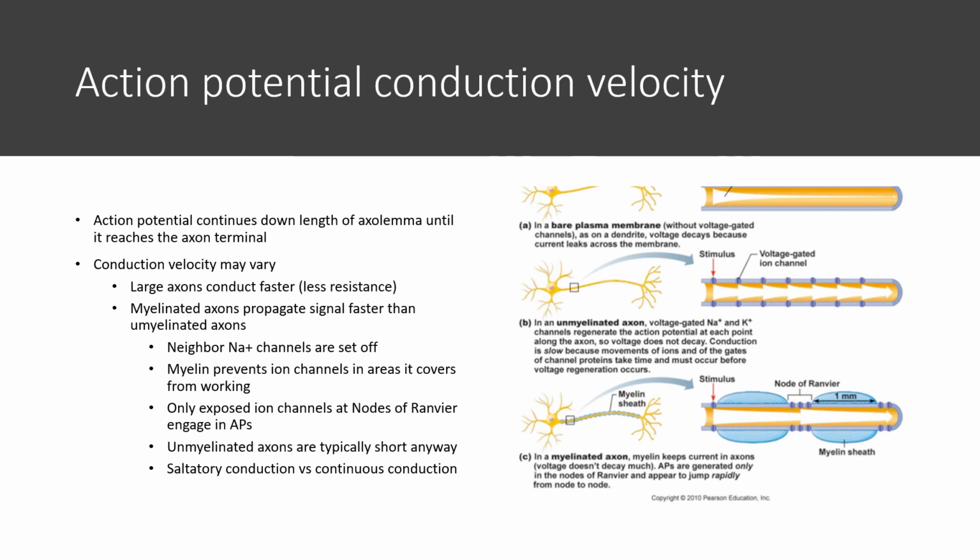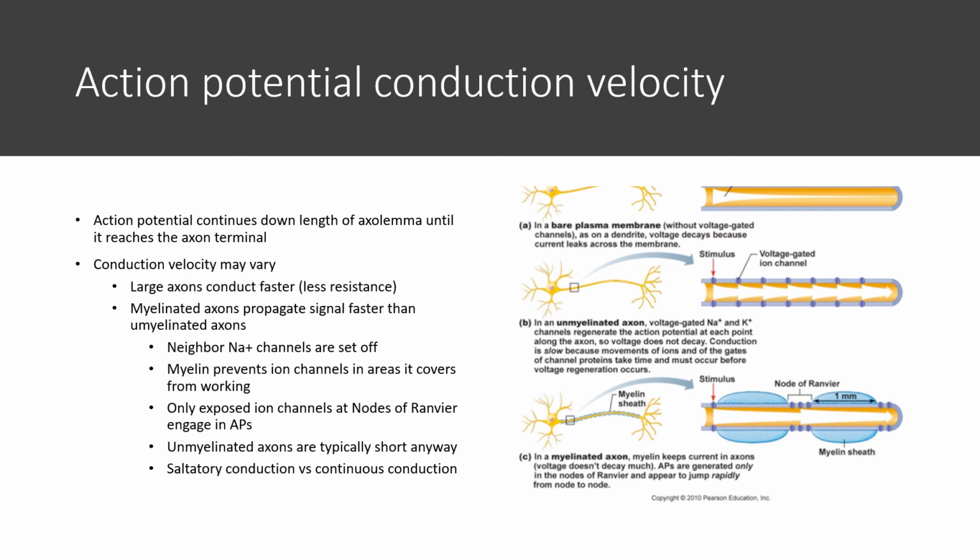So the action potential is going to continue down the length of the axolemma. This is all happening across that membrane of the axolemma. Remember, when things are happening, it's probably across some kind of a membrane. In this case, it's the plasma membrane of the axon of the neuron. It's going to continue down the length of the axolemma until it reaches the axon terminal. Those are the end splayed things that spit out neurotransmitters for other stuff to pick up.